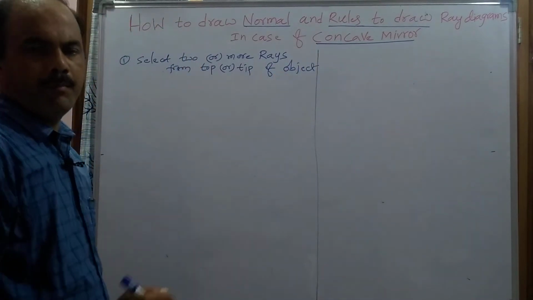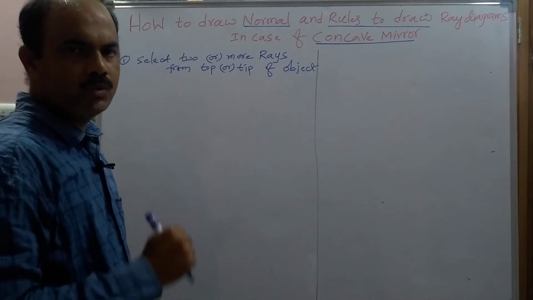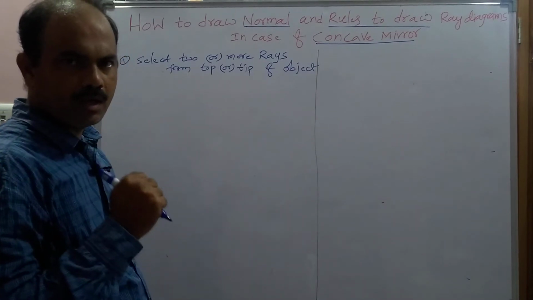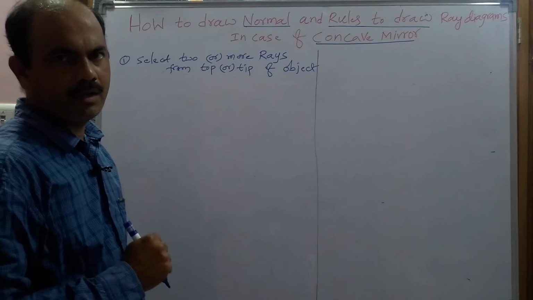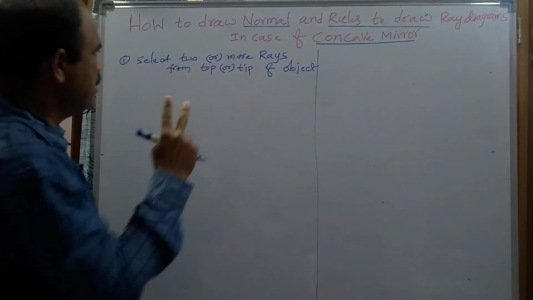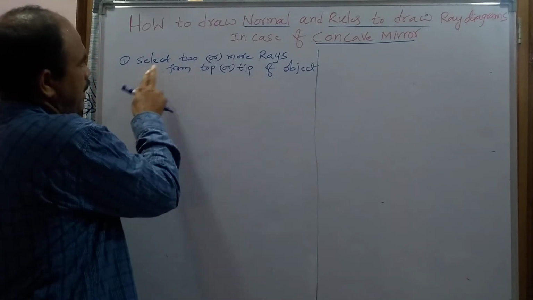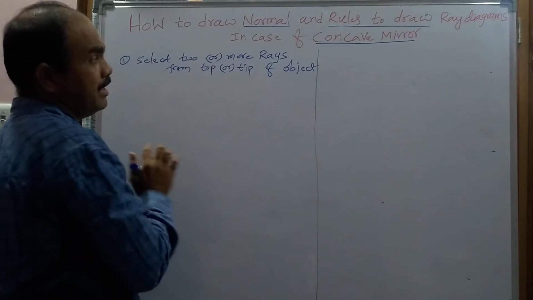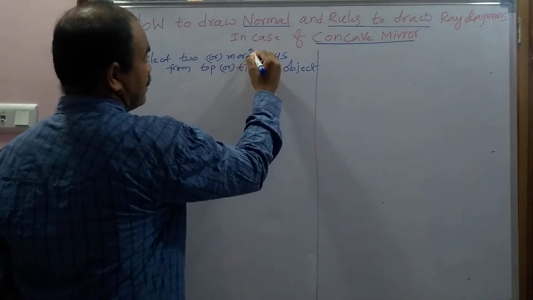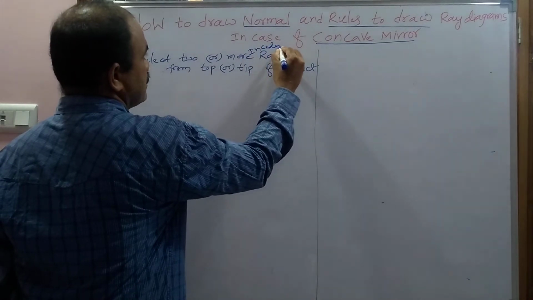So how many minimum rays are required to form the image or to draw the image formed by the mirror? Minimum how many rays? Two is enough. So select two or more. Which rays? Incident rays actually. Two or more incident rays.